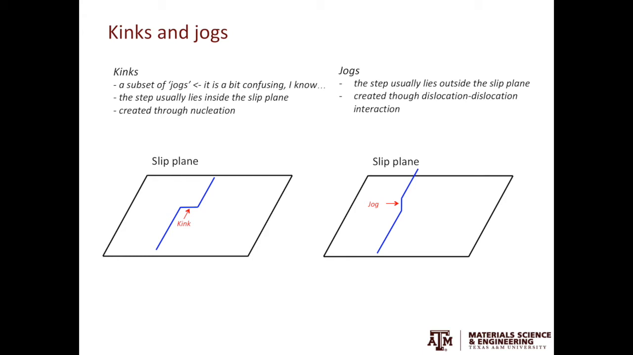It's a bit confusing. The main difference between a kink and a jog is that the step in the kink lies within the slip plane, while the step in the jog usually lies outside the slip plane. Kinks can usually be created through nucleation, while jogs are usually created via dislocation interaction.